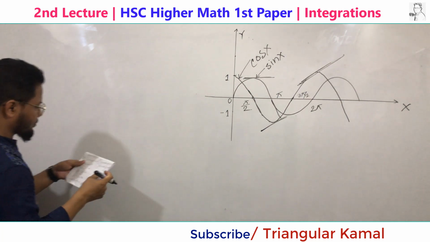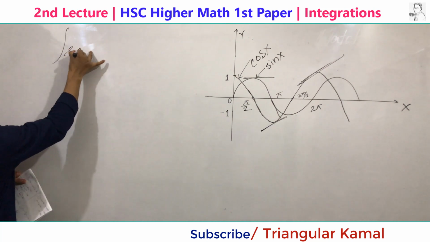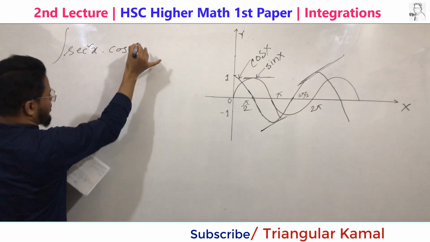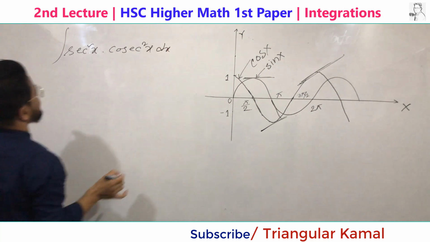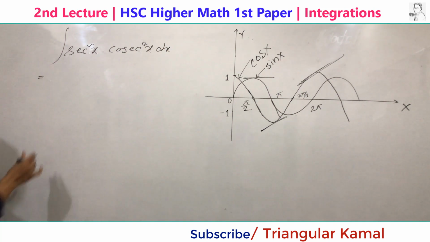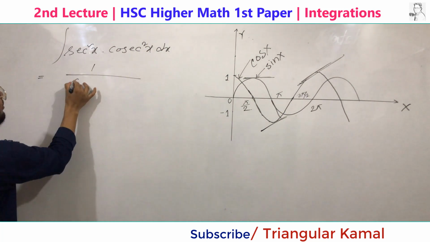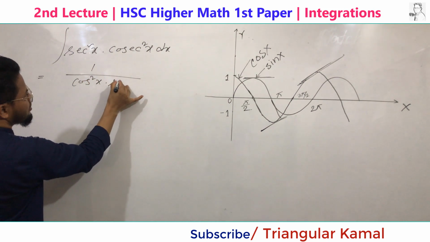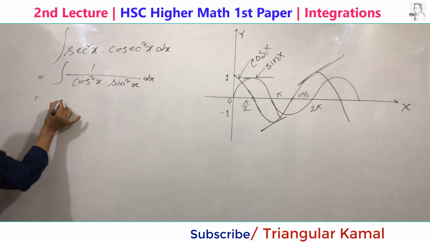Next question, integration of sec square x multiply cosec square x dx. First write here the formula. Sec square is the reciprocal identity of cos, so we can write here cos square x, and cosec is the reciprocal identity of sine, so this one will be sine square x dx.